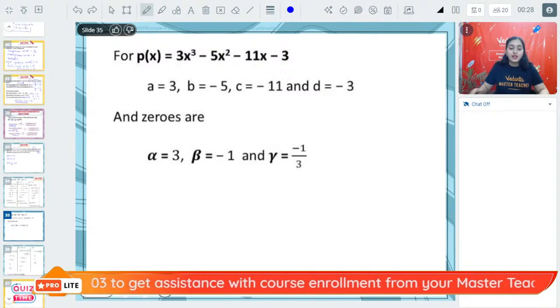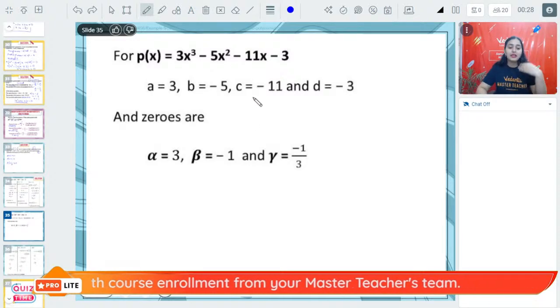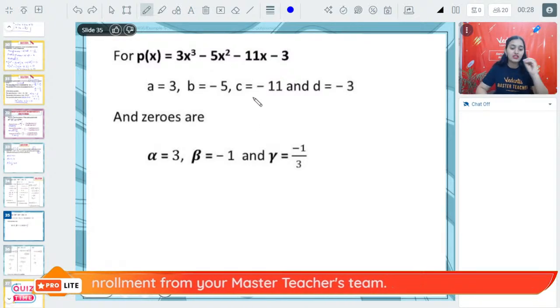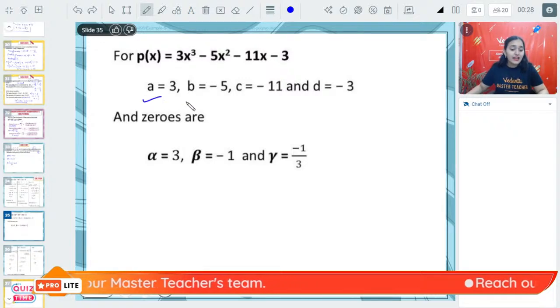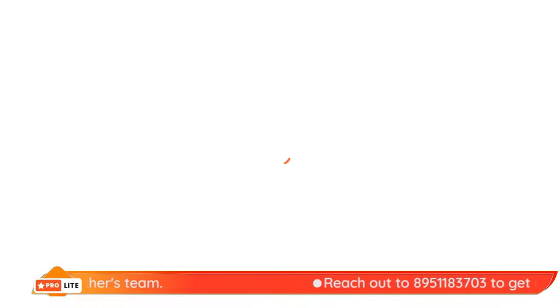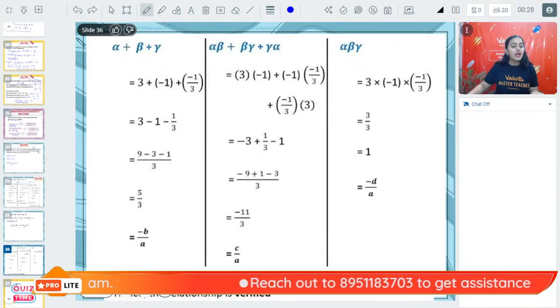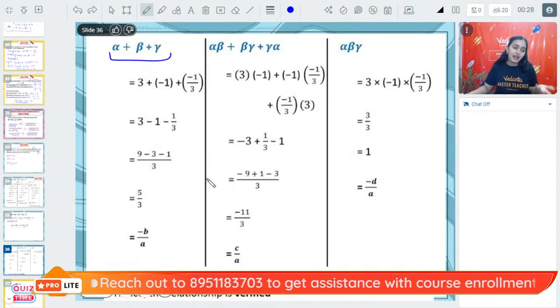Now, the next part of the question is prove that the zeros of the polynomial are related to the coefficients of the polynomial. Okay. Now, in the question, you know the value of A, B, C, D. You know the value of alpha, beta, gamma. Just prove. How are you going to prove? Put the values. Prove that LHS is equal to RHS, and that's all.